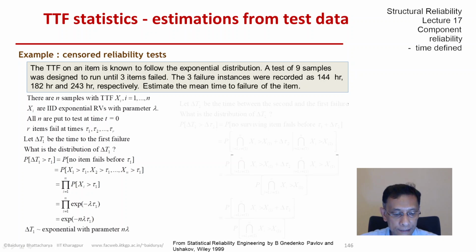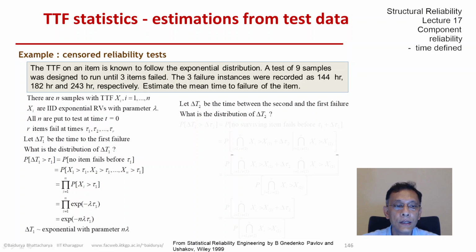Then let us see if we can be more ambitious and try to find the distribution of the next time between failures, delta t2. We are not looking at time to failure, but time between failures. The time delta T2 is the time that it takes for the second failure after the first one. So what is the distribution of this delta T2?